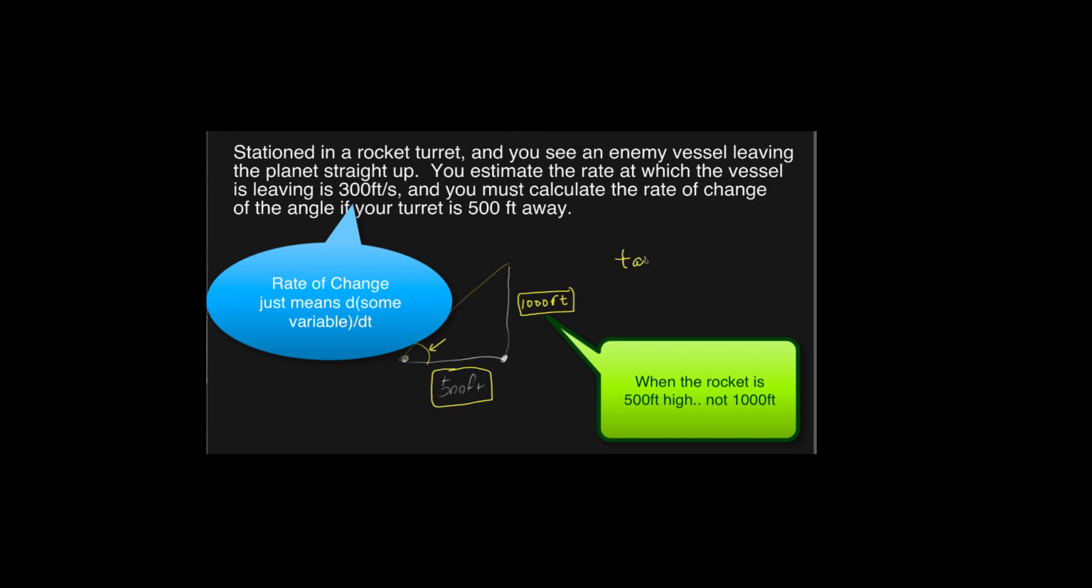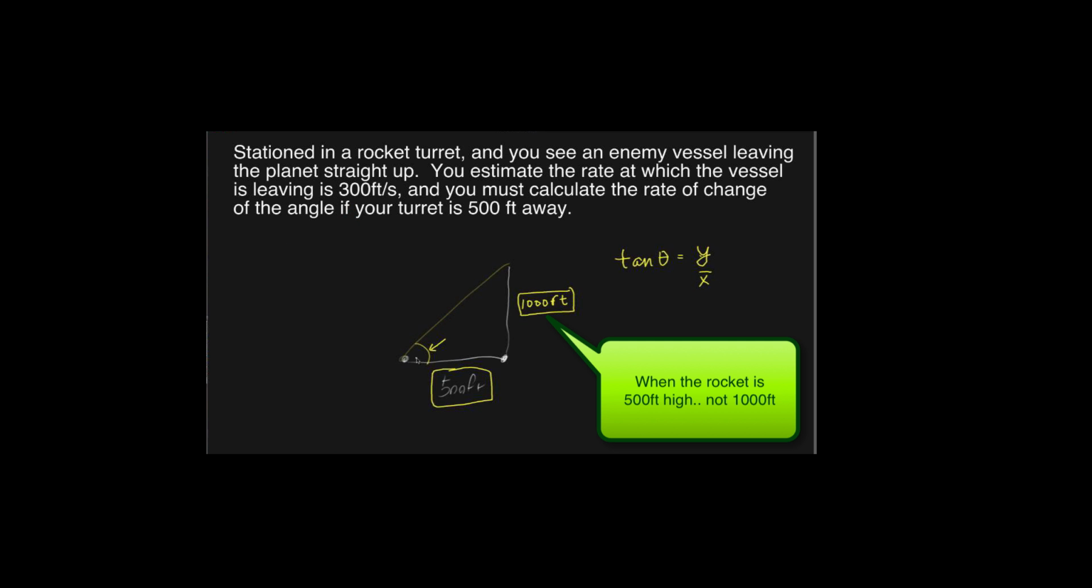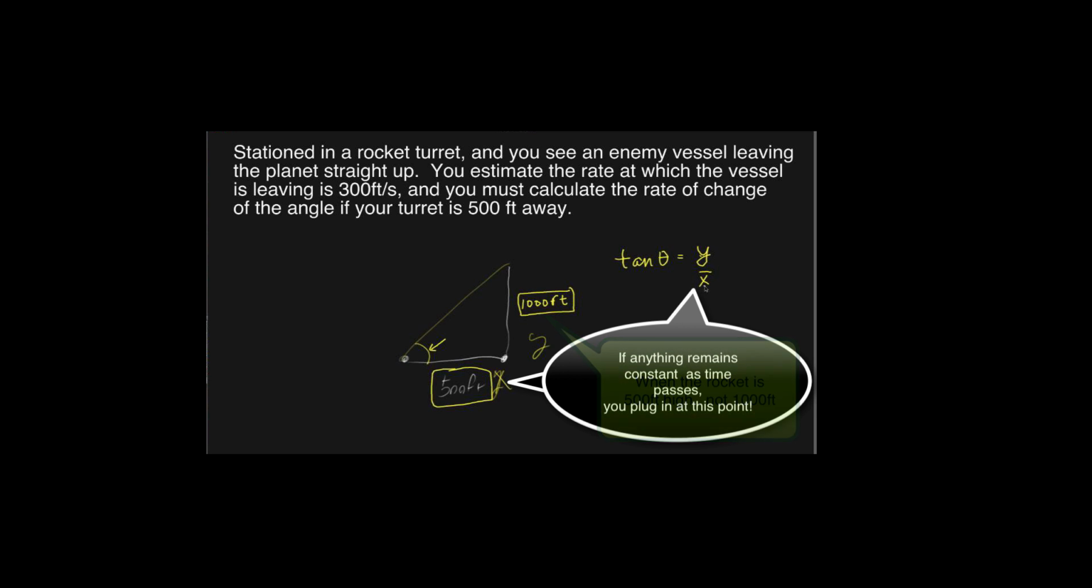Tangent, good. And what you can do at that point is just plug in the known information. Does anything remain constant? Well, the rocket turret's not moving, and the vessel is going straight up, right? So which one of those is not changing? Is it theta, y, or x? Then the x-axis shouldn't change. Good. So what we can do is plug in the 500 for x, multiply it on this side, and now you have a much easier equation to deal with when you're deriving implicitly.